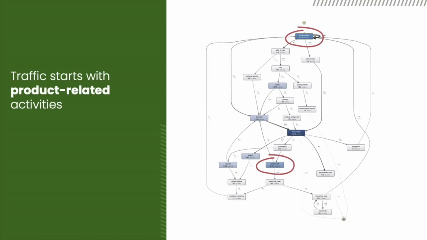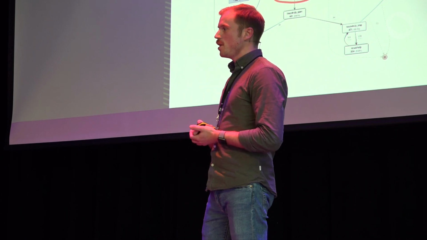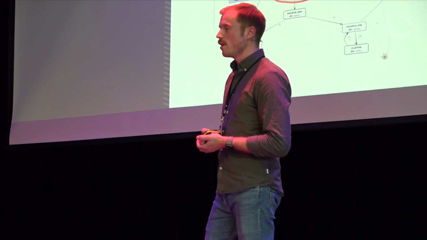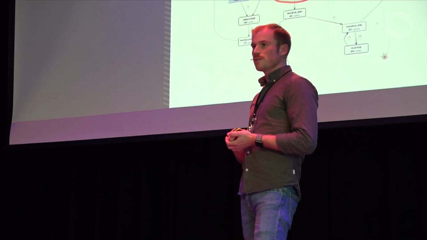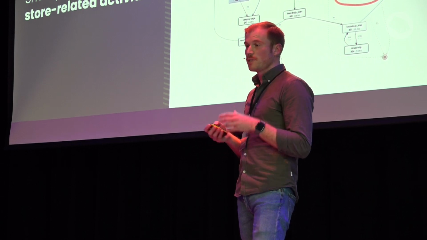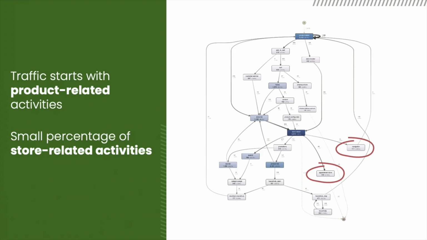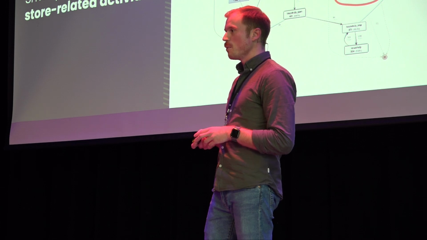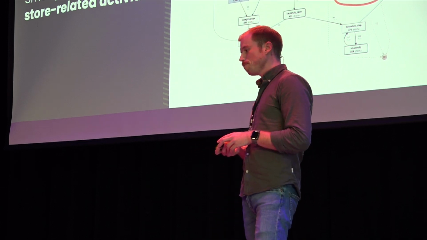What we see here is that also a lot of product-related activities is where this flow starts. So people search for products, and eventually they maybe decide they want to see it in store themselves, and then they visit the store pages. But also, there's a very small percentage that actually use those store-related actions, like navigating and making appointments. It's less than 5%, and that's actually what we want to improve.